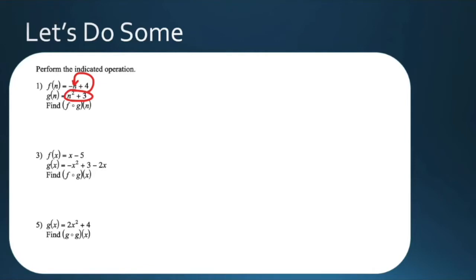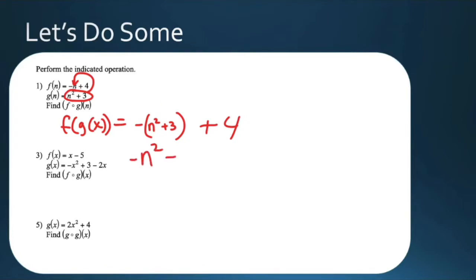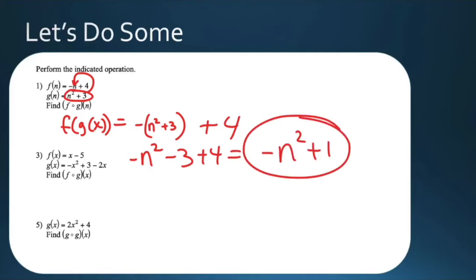So the F of G of X becomes, instead of negative n plus 4, what goes inside the n? N squared plus 3. And it's a negative. And that negative is going to get distributed. So we'll have negative n squared minus 3 plus 4. What does that become? This is why we couldn't make bubbles for our multiply, because bubble means something now.